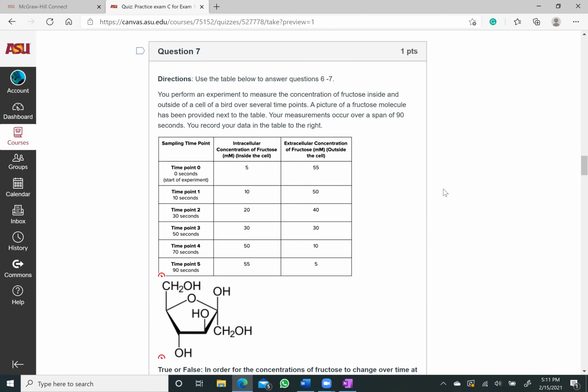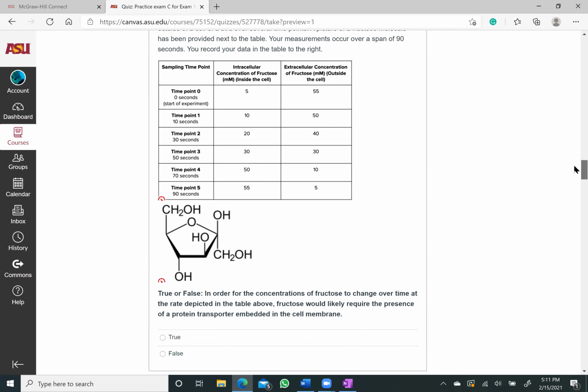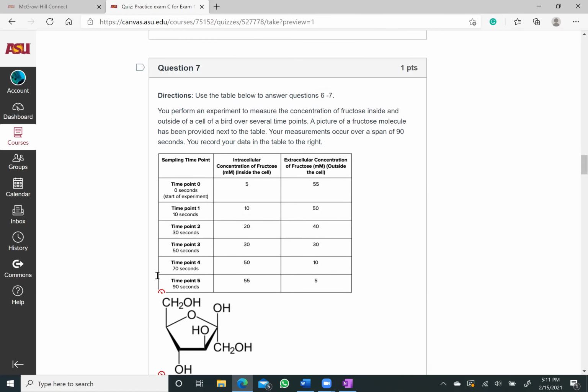So this is question 7. Same kind of table. It's the same exact table. So now it's asking you basically the exact opposite of what the last question asked. So this one is true. Did I mark that last one?